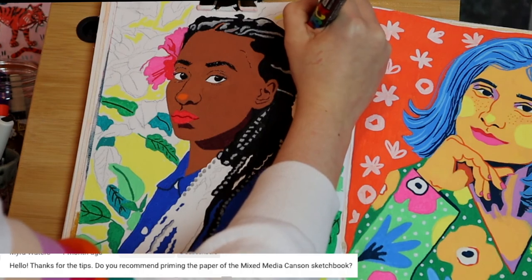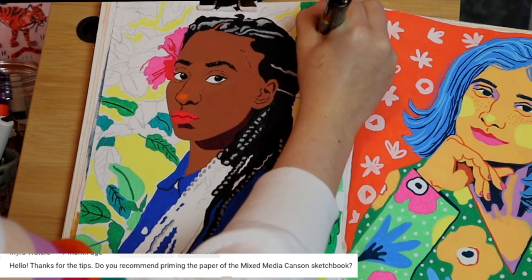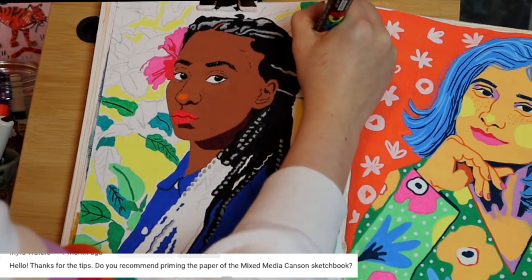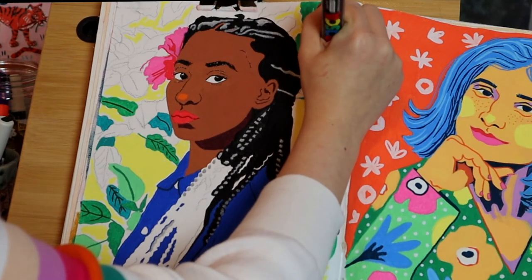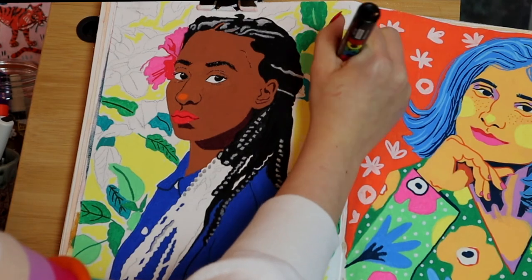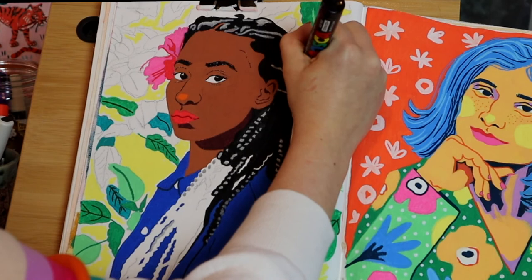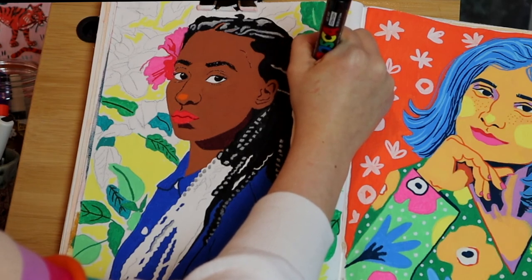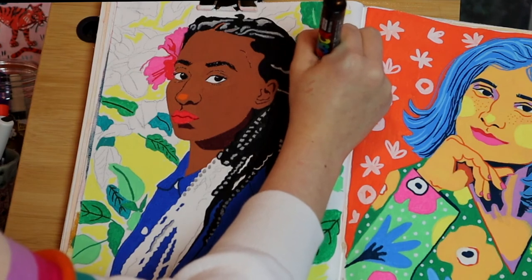Do you recommend priming the paper of the mixed media Canson sketchbook? So I have a few videos all about sketchbooks and how to paint in your sketchbook, especially with acrylic paint, because there aren't a lot of sketchbooks out there in the marketplace that are designed for acrylic painting. And it kind of annoys me. And so I've actually created my own sketchbook with canvas paper for this exact reason.